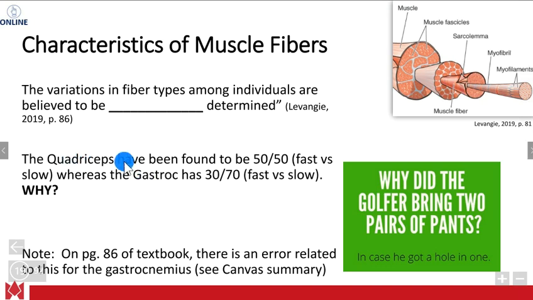Now, I do want to call some attention here. The quadriceps we were just talking about, the last one, has been found to be 50-50. But keep in mind that this is going to vary from person to person. So there may be some people in the class that are 60-40 that are sprinters, and there may be some high endurance or long distance runners that are more like 30-70, and that's maybe why they've been successful at running, is they have a greater distribution of slow twitch versus fast twitch.